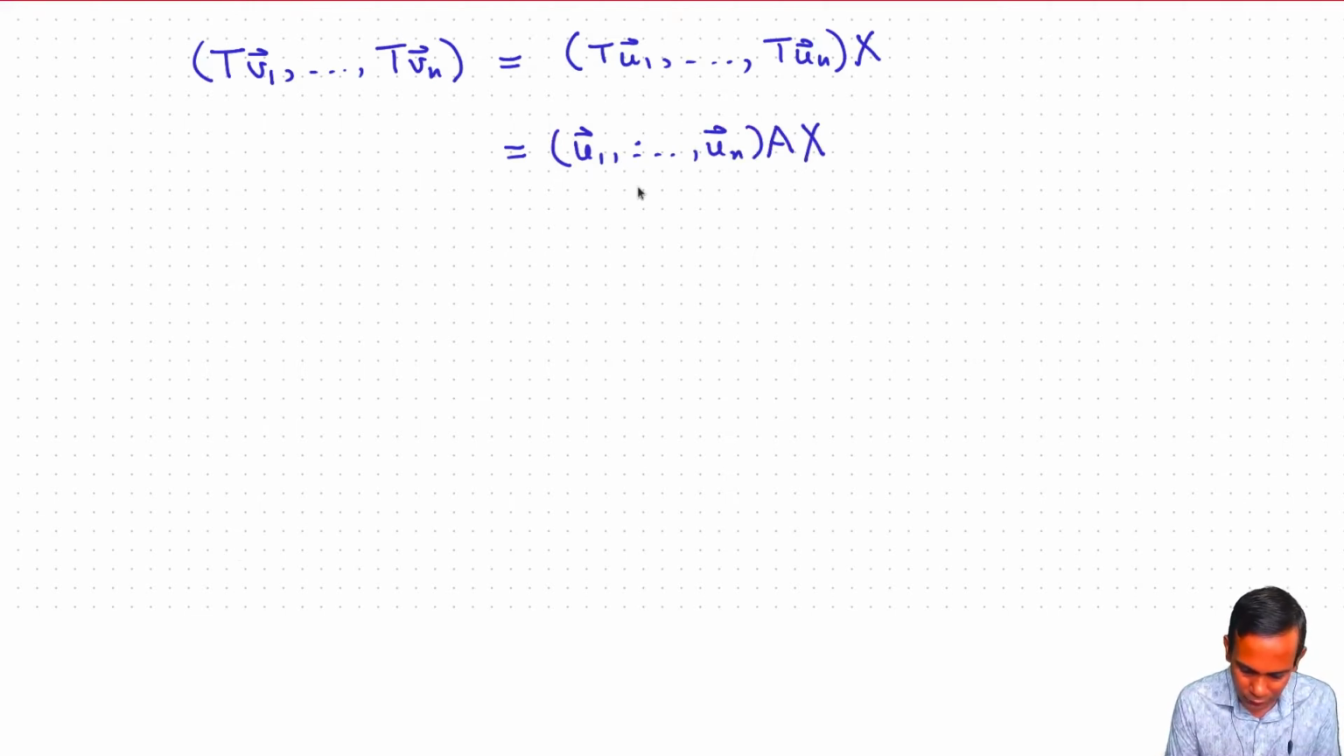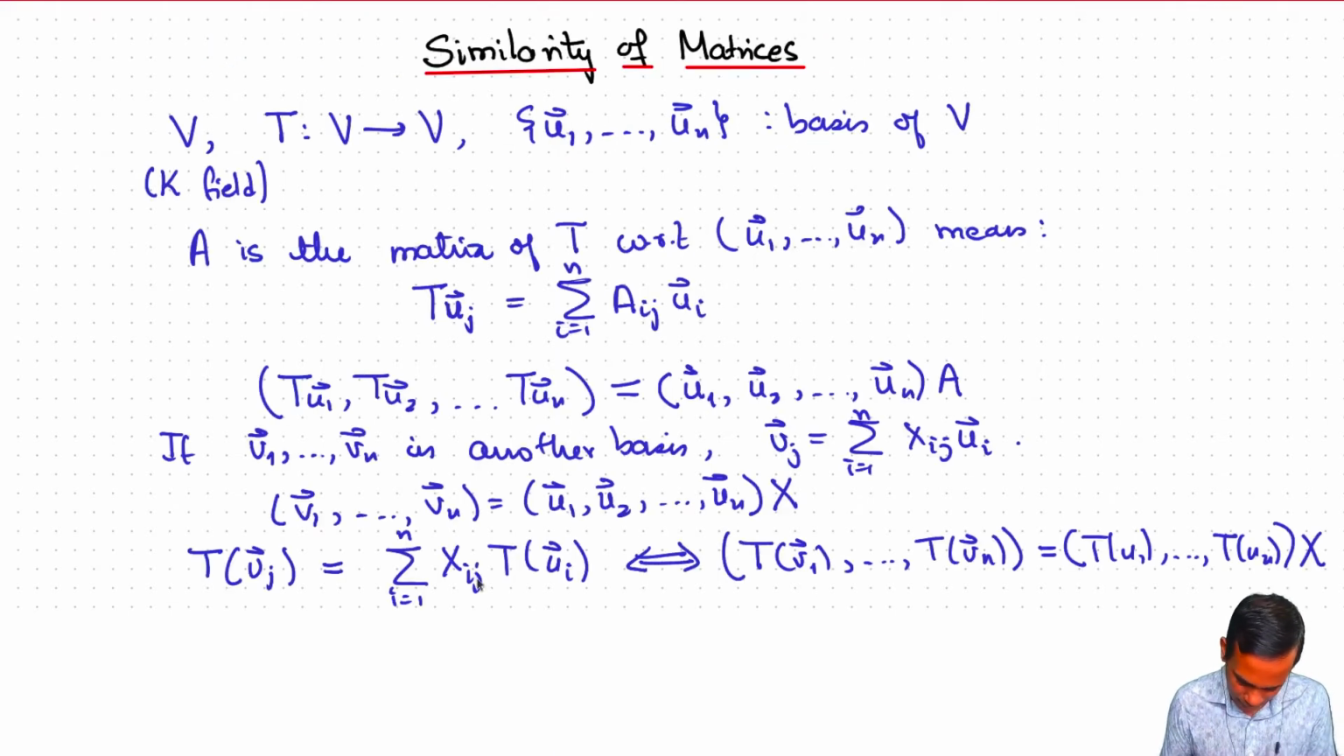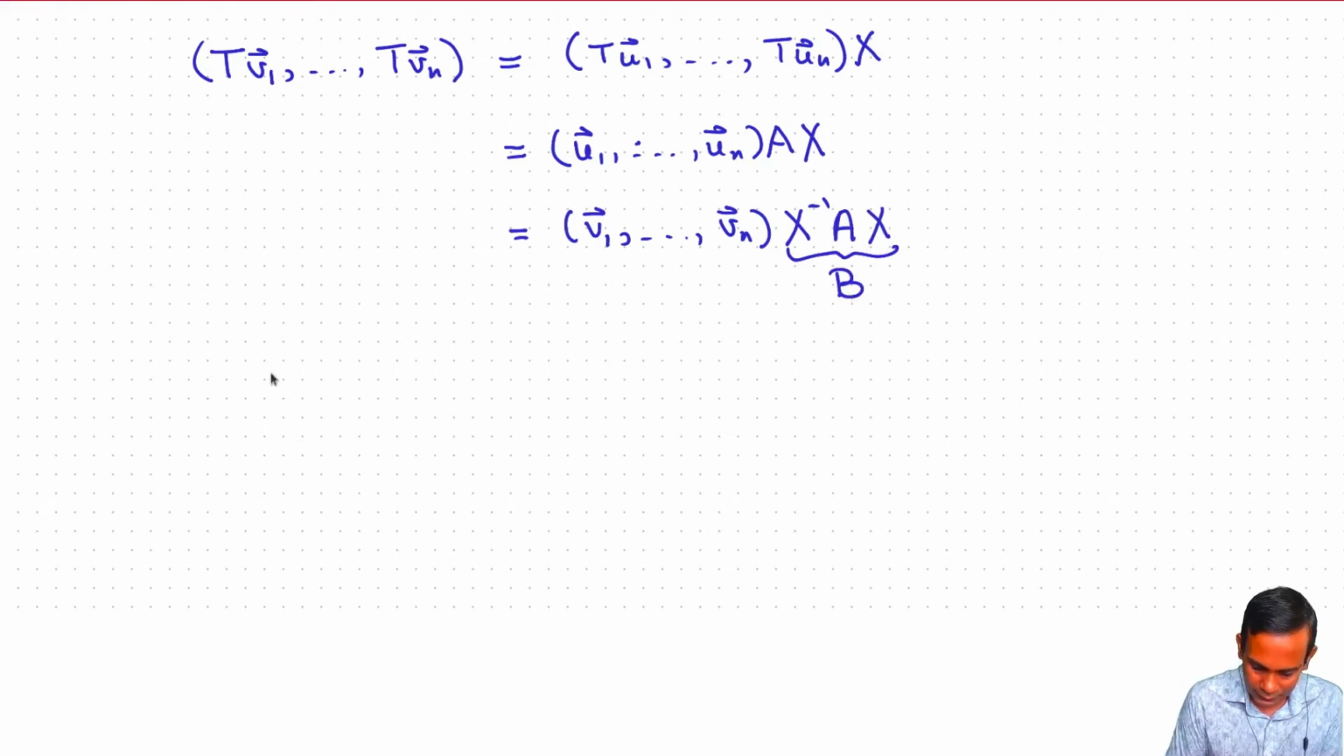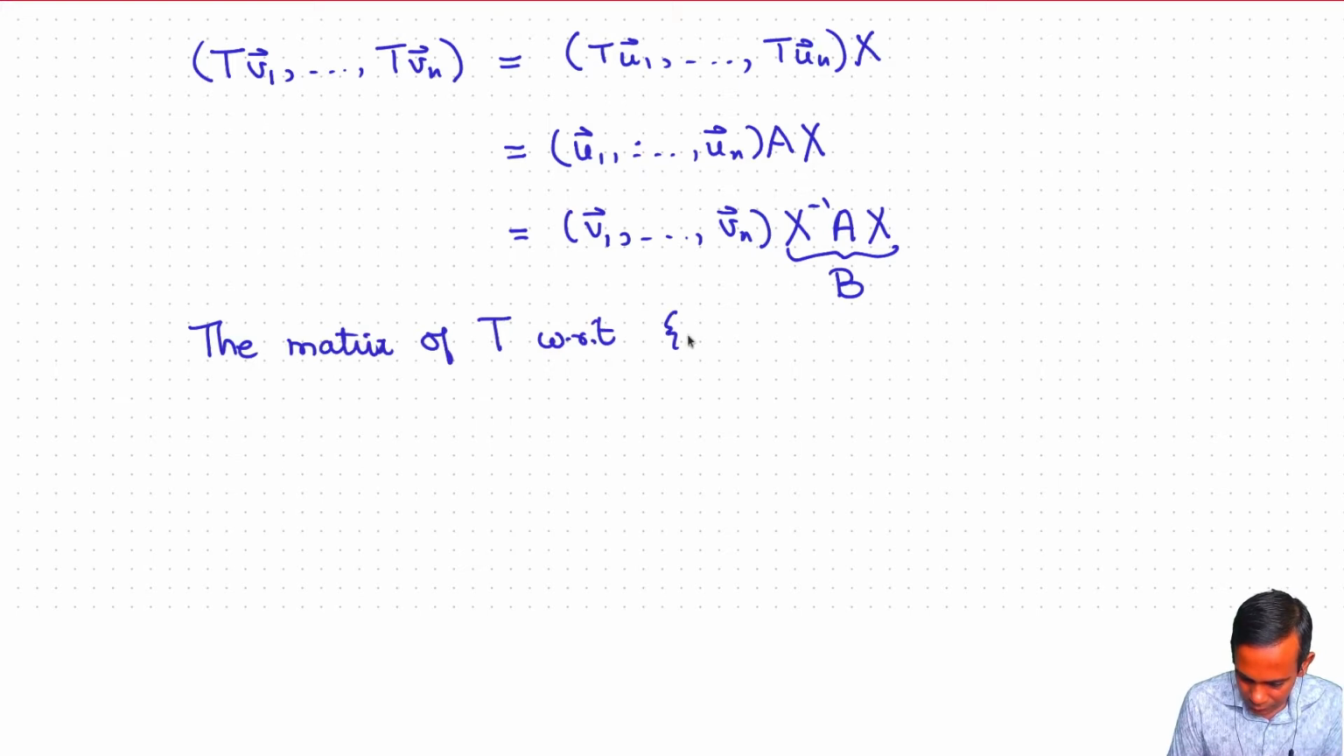And now let's try to express this u1, u2, un in terms of v1, v2, vn. We've seen that this row vector of vectors v1, v2, vn is this row vector u1, u2, un times X. So we can invert this and write that u1, u2, un is v1, v2, vn times X inverse. So we have v1, v2, vn times X inverse A X. So here if we call this matrix B, then what we get is that the matrix of T with respect to the basis v1, v2, vn is B.